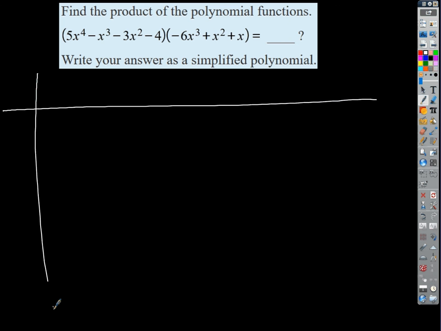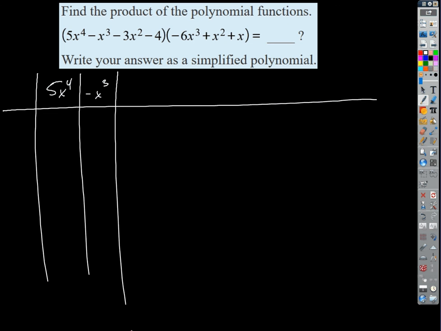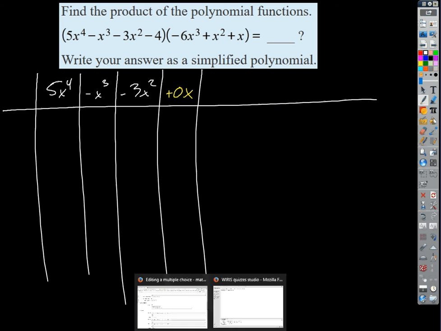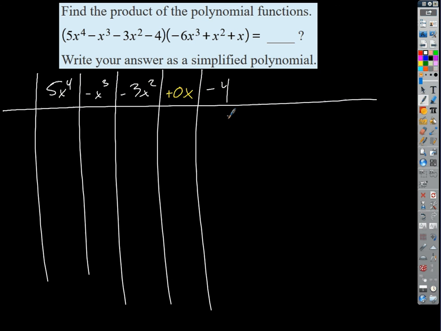So up here we're going to put 5x to the 4th. There's my x to the 4th column. Minus x cubed. Leave a column. Minus 3x squared column. Now I'm missing an x term. So what could I put there? 0. Good. I could put plus 0x, right, to hold that column. And then I've got a minus 4 right there.